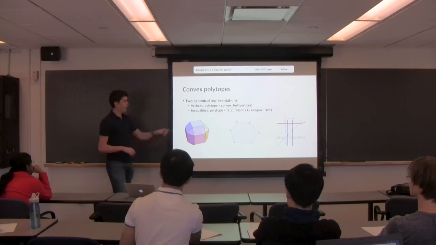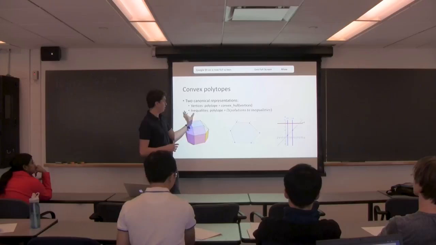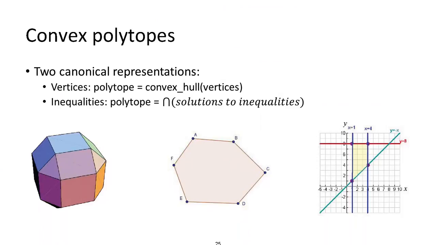And then another way we can represent a convex polytope is with a set of inequalities. So for example, here we have four lines. Here's the equation for each line. So let's say this red line, we want anything below the red line. This blue line, we want anything to the right, so anything greater than, and so on. So this area is just the intersection of all these inequalities, okay?